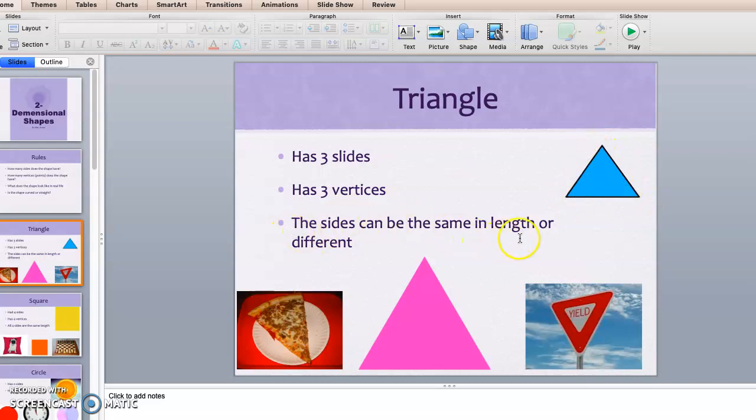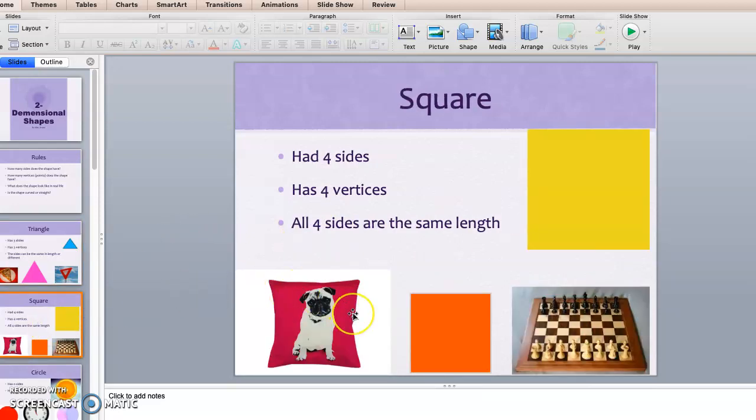And the sides can either all be the same length or they could be different. So like when we have a pizza, the pizza doesn't have all the same sides. So like two sides maybe are the same and one of the other sides is shorter, or like in this pink one right here, they can all be the same size. So some of our real life objects that are triangles are like the pizza or a street sign or anything else.